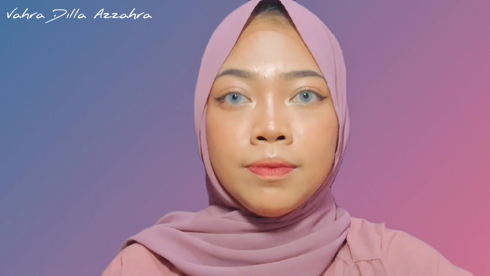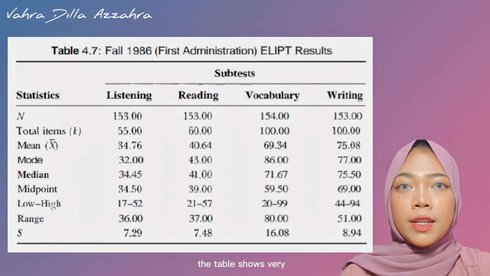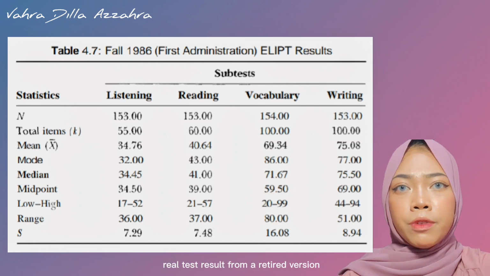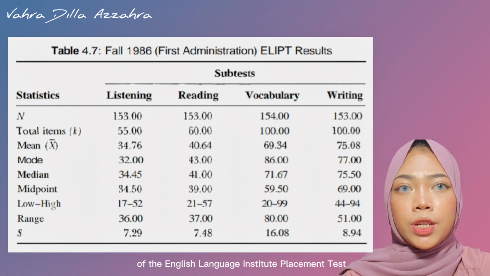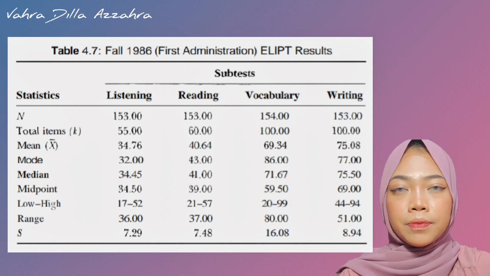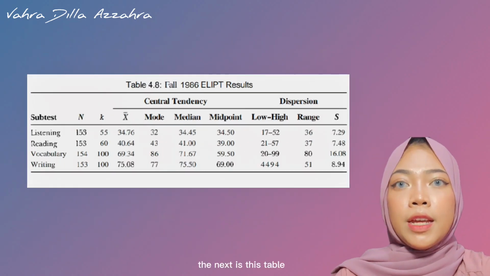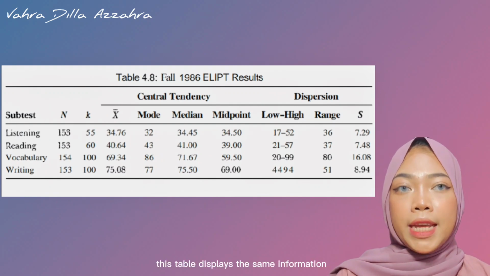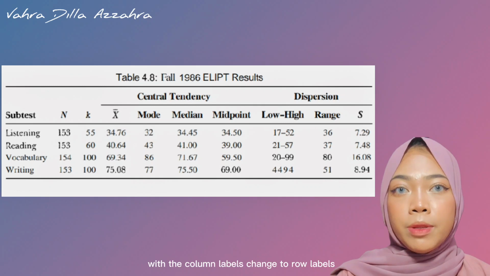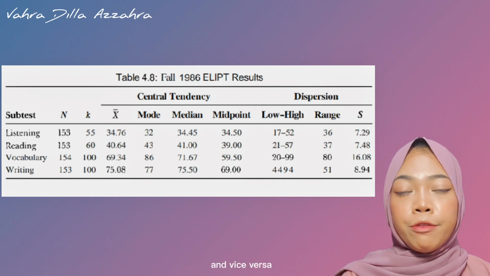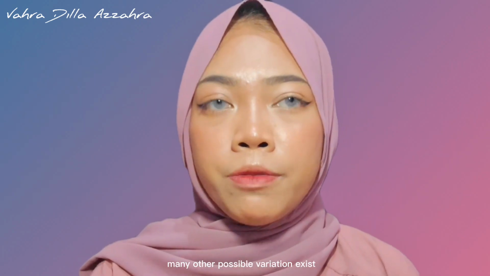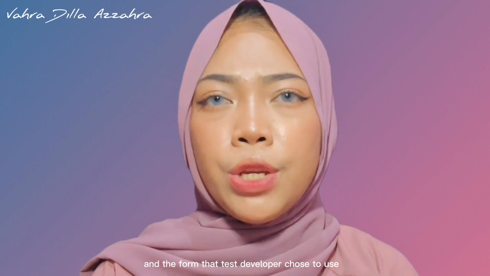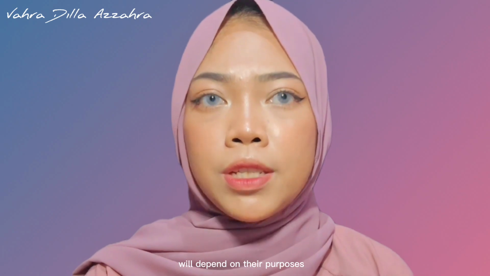Here is an example. The table shows very real test results from a retyped version of the English Language Institute placement test. The next is this table. This table displays the same information with the column labels changed to row labels and vice versa. Many other possible variations exist, and the form that test developers choose to use will depend on their purposes in displaying the statistics.